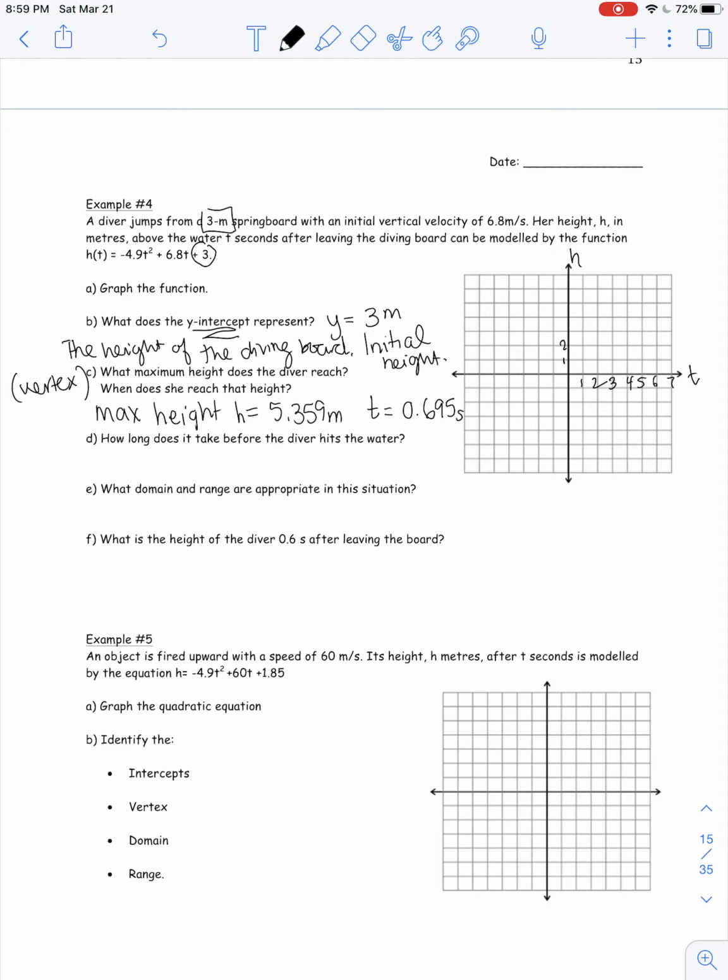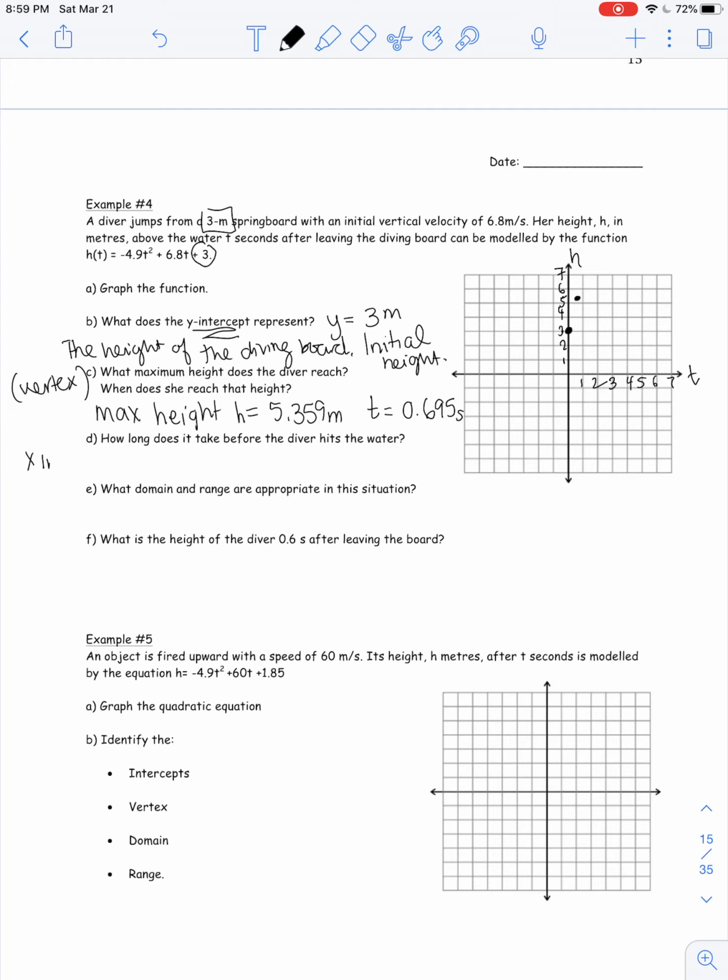So I'm going to go 1, 2, 3, 4, 5, 6, 7. I already know that the y-intercept occurs at 3, so I'm going to plot that. And I know that the maximum height occurs at 0.695 and 5.359. So I'm just going to plot a point approximately where I think that is, approximately there. And the next question is, how long does it take before the diver hits the water?